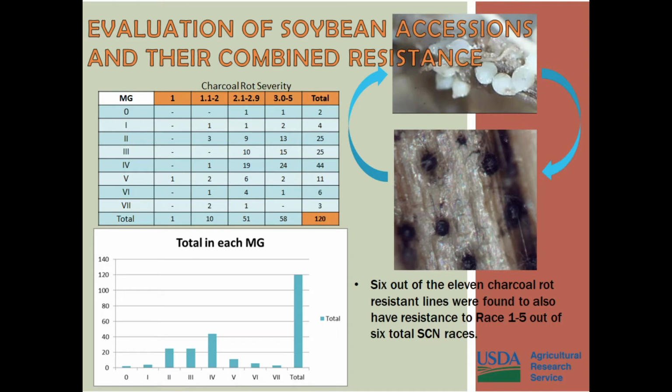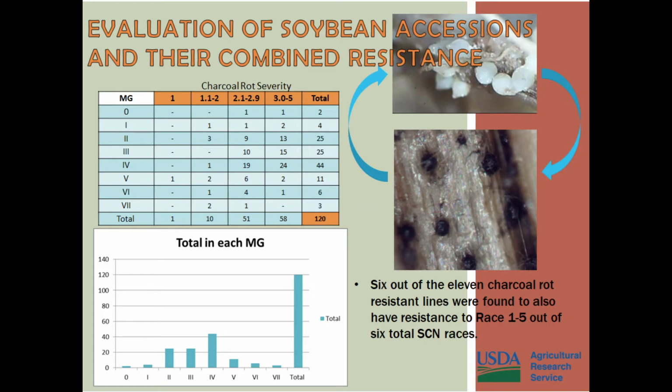After the evaluation was completed, we identified 1 line with complete resistance to charcoal rot, or a severity rating of 1 if you look at the table below, and 10 accessions with moderate resistance, or severity ranging from just over 1 to less than or equal to 2. There were 51 that had moderate susceptibility, with a severity from just greater than 2 to less than 3, while 58 were susceptible, ranging anywhere from 3 to 5 on the rating scale.